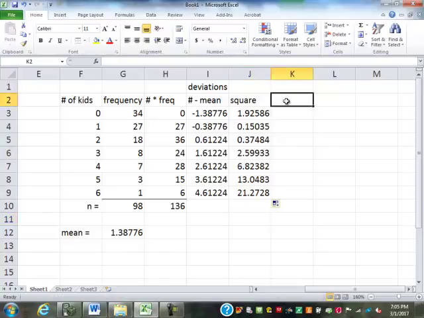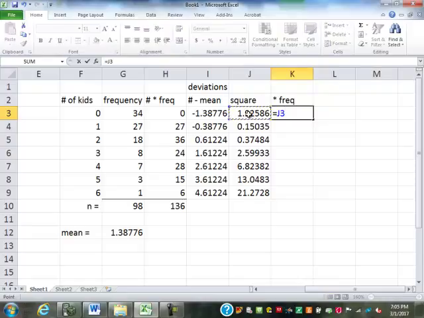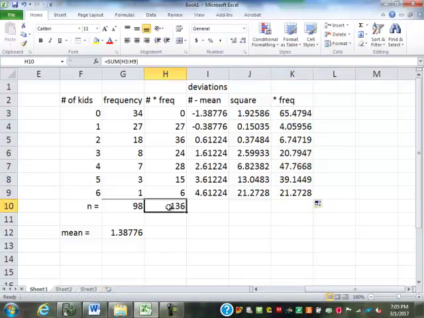Then I'm going to multiply that number times the frequency. So this number times the frequency equals this number times the frequency. Works out better. And then I'm going to find the total of those right there.